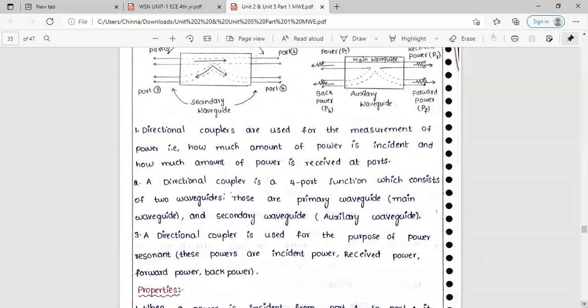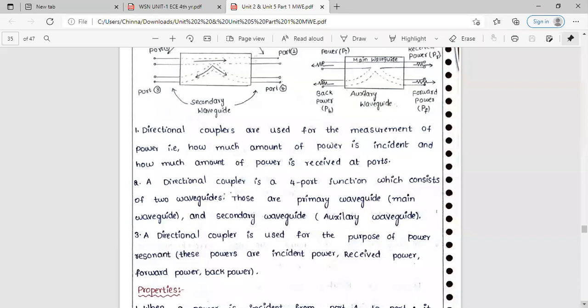One is the primary waveguide, that is the main waveguide, with port 1 and port 2, and the secondary waveguide, the auxiliary waveguide, with port 3 and port 4. It is used for power measurement. That means incident power, received power, forwarded power, and how backward power will be obtained will be considered here.